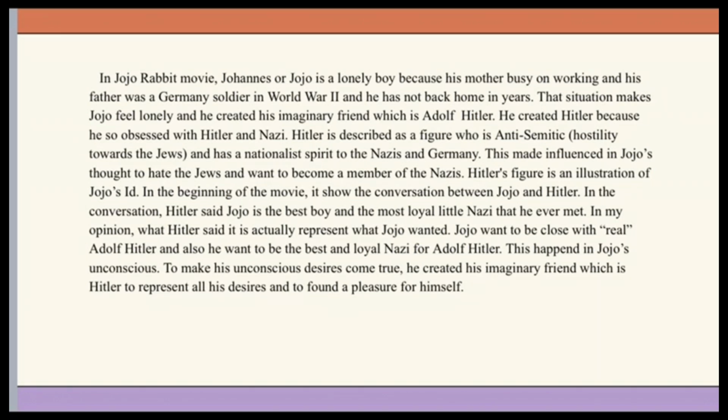Hitler is described as a figure who is anti-Semitic, with hostility towards the Jews, and has a nationalist spirit for the Nazis and Germany. This influenced Jojo's thoughts to hate the Jews and want to become a member of the Nazis. Hitler's figure is an illustration of Jojo's desire. In the beginning of the movie, we see the conversation between Jojo and Hitler.